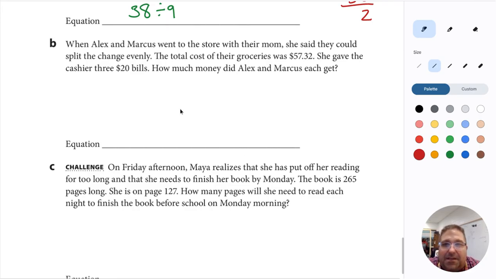The next one, Alex and Marcus went to the store with their mom. She said they could split the change evenly. Now the total cost of their groceries is $57.32, and she gave the cashier 3 $20 bills. How much money do they get?